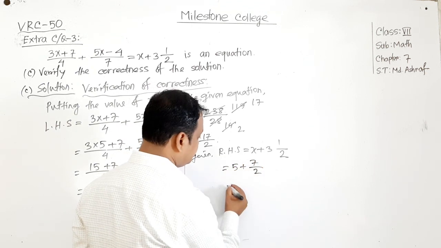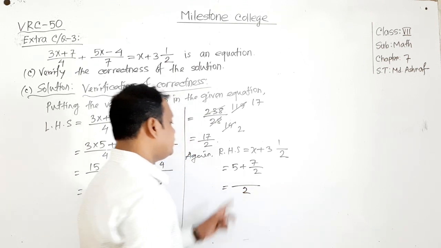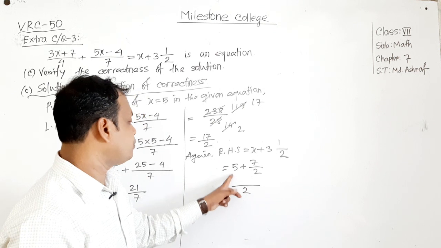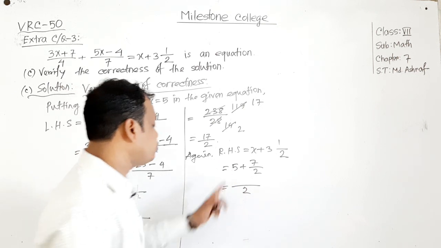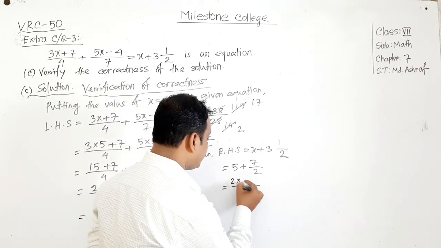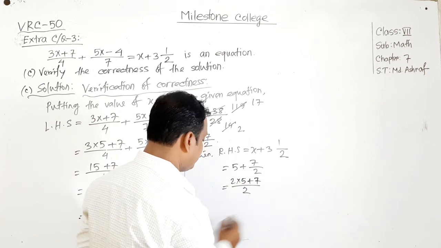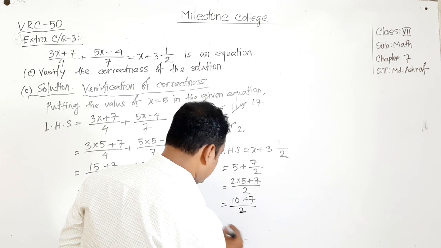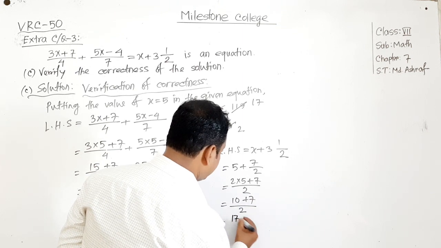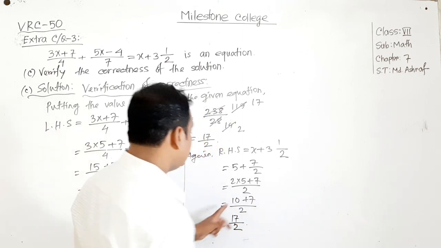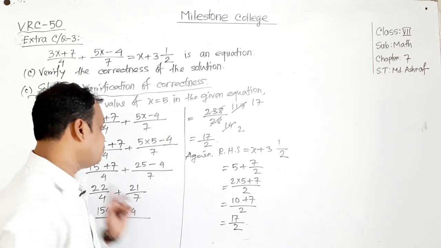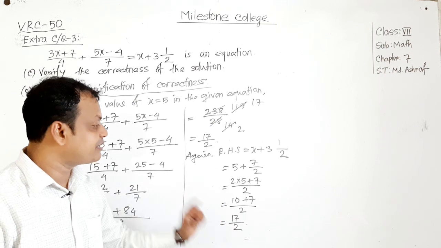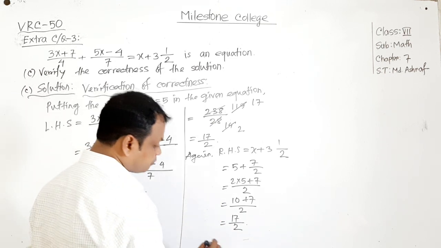Do the LCM. LCM is 2. Then by dividing the denominator, the denominator is 1. So 1, divide 2 by 1 will get 2. 2 and 5, it will be 2 multiply 5 plus 7. Then we will get 10 plus 7 divided by 2 equals 17 by 2. So look here, the value of the left hand side is 17 by 2, the value of the right hand side is 17 by 2. So can you tell?